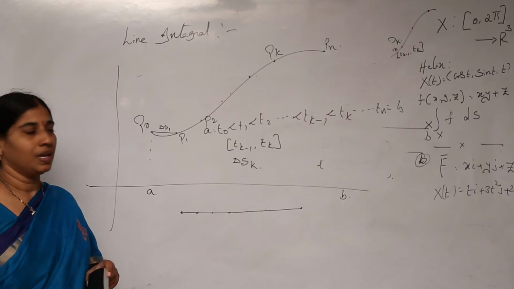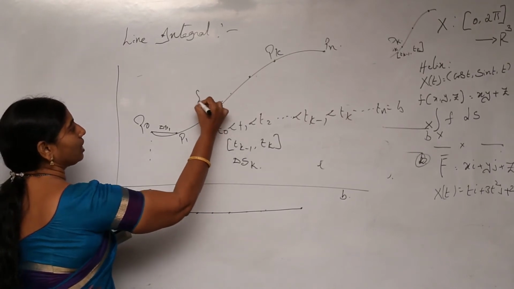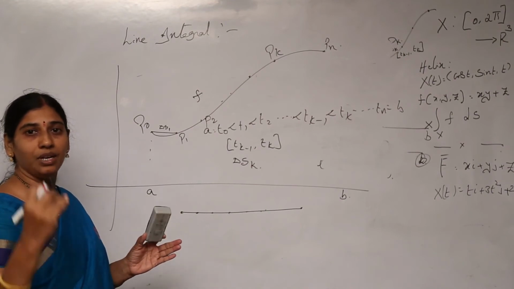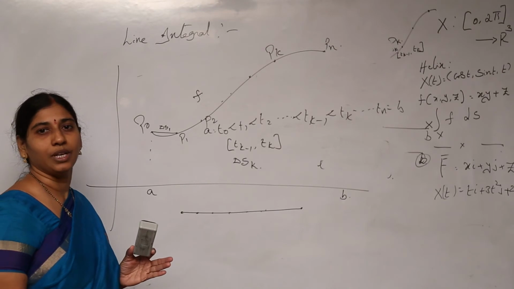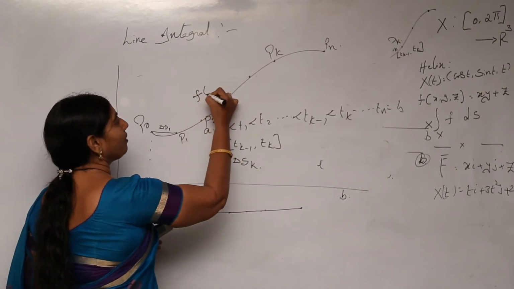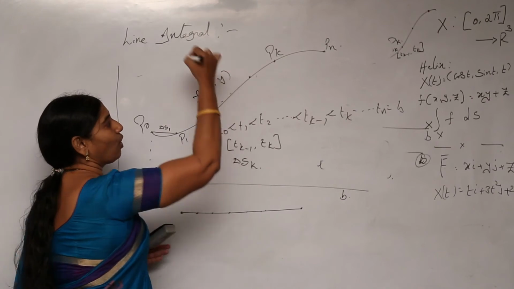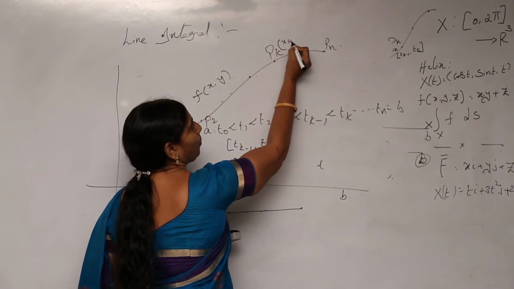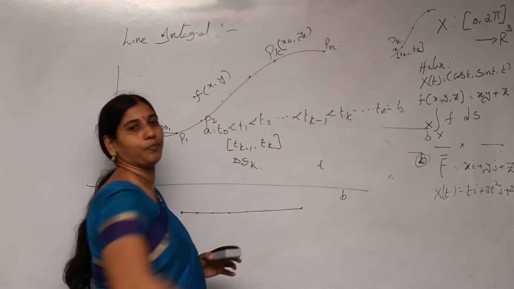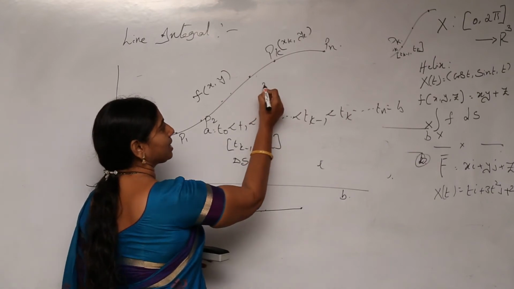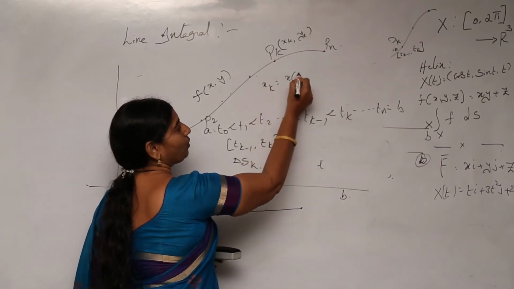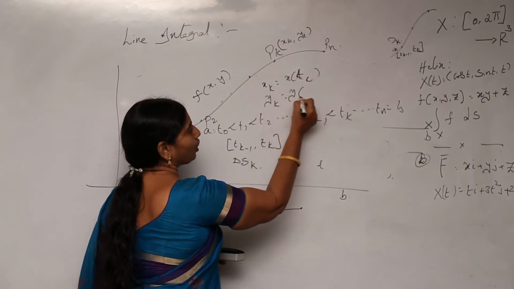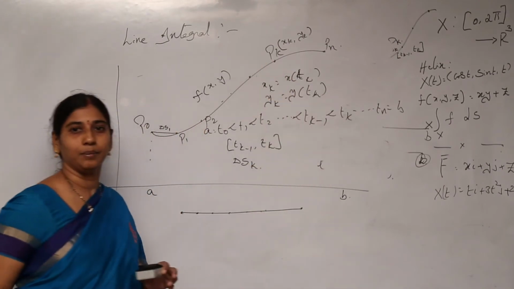Let us suppose that we have a function. The function can be of a single variable, two variables, or a number of variables. Let us suppose that we have a function of two variables, f of x, y. Then what does our Pk represent? This represents the point xk, comma, yk. This xk is nothing but a function x of tk, and our yk is nothing but a function y of tk.